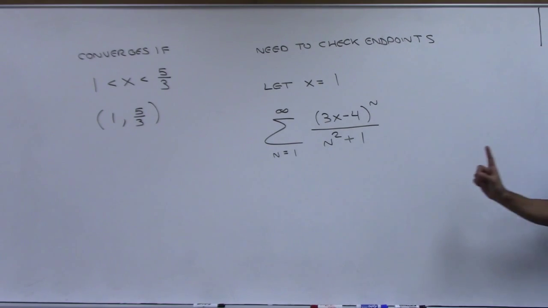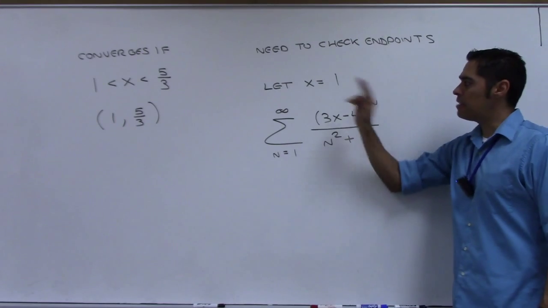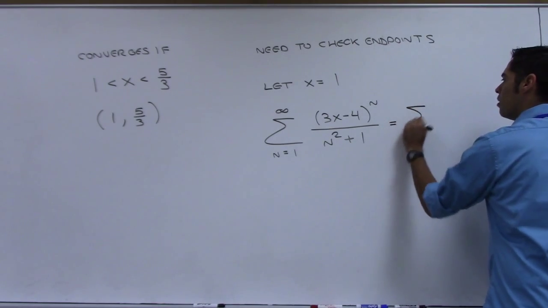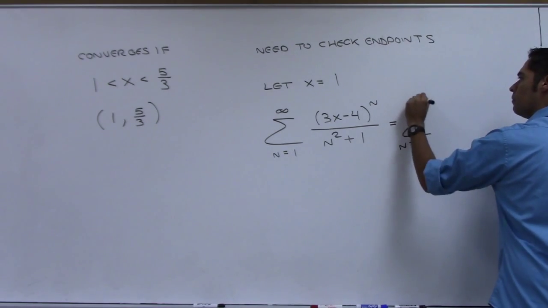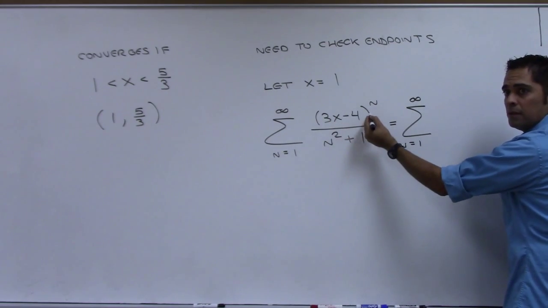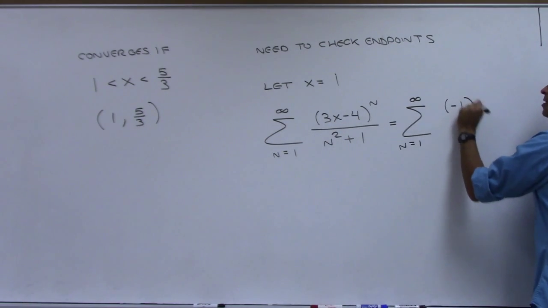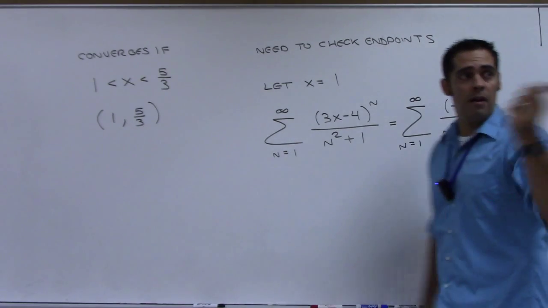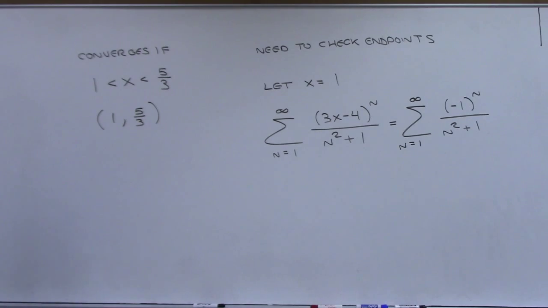What I'm doing now is saying, all right, go in there, let x be 1 right now. What happens if I replace x with 1? What do I get? 3 times 1 is 3, minus 4, negative 1. So I get negative 1 to the n over n squared plus 1. Now we are doing what we did last section. See, there's no more x in there. We replaced it with a number, didn't we? So this is an alternating series.